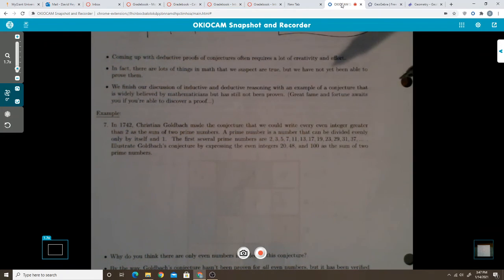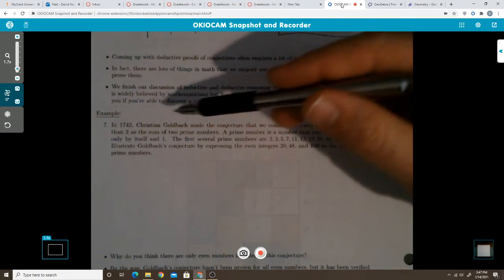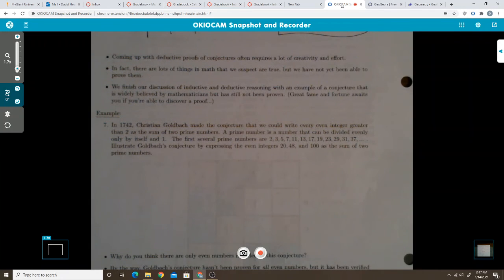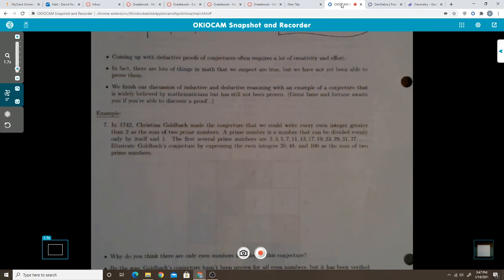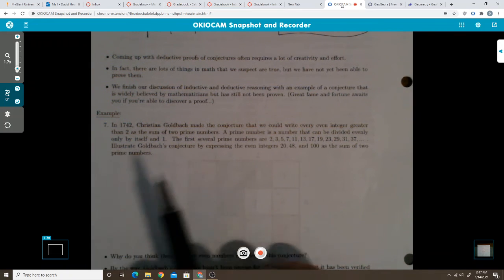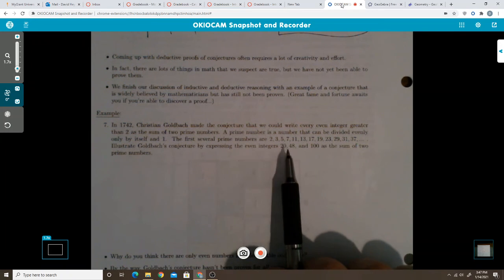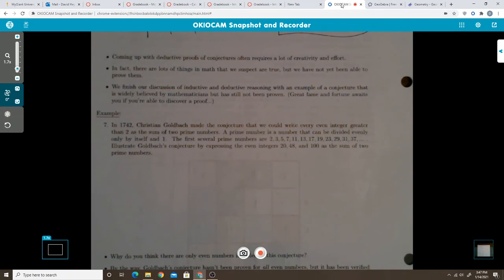But anyway, Goldbach's conjecture is that we can rewrite any even integer as the sum of two prime numbers. So let's illustrate this conjecture by expressing the even integers 20, 48, and 100 as the sum of two prime numbers.